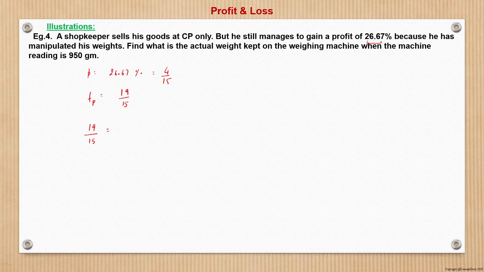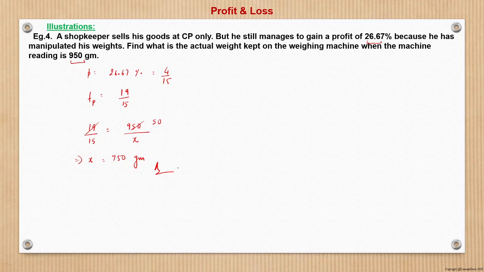Will be because of the multiplying factor of the 40 weight, and it's a profit to the shopkeeper. When will the shopkeeper be in profit? Because if the machine shows a more weight than the actual weight, machine is showing a weight of 950, the reading is 950. So what should be the actual weight? Let it be X. So from here we can say X equals 950. So actual weight is actually 750 gram.